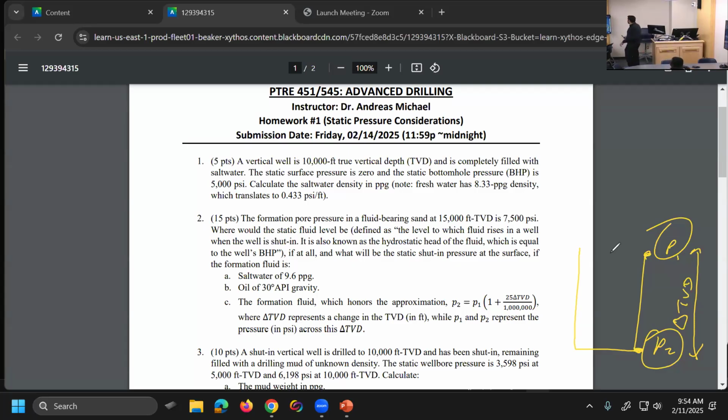If the pressure on the surface cannot be zero, what does that mean about the static fluid level? That means it is above. That means it is above the well. Okay, what does that mean? That means the bottom hole flowing pressure is less than the formation pore pressure.